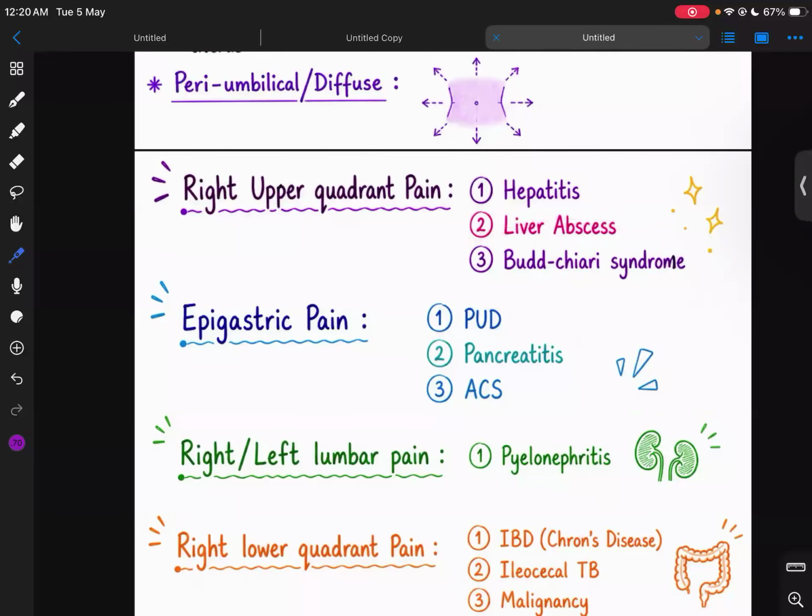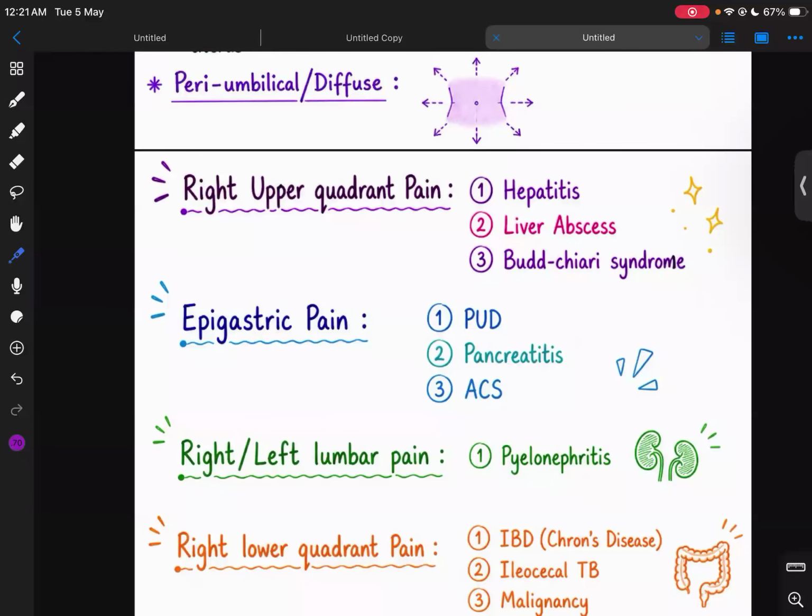And that's all. This Budd-Chiari syndrome actually came at Thiruvananthapuram. It was a case of tender hepatomegaly with ascites, and the patient used to take OCP, and she had a past medical history of having unprovoked deep venous thrombosis. This case came at the Thiruvananthapuram center.